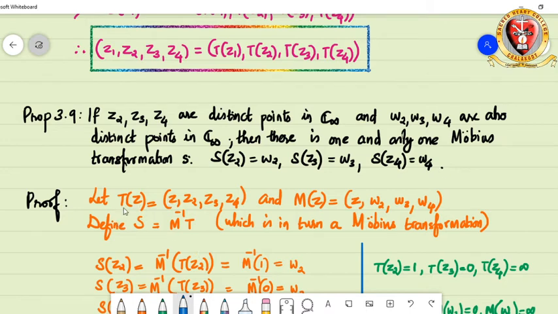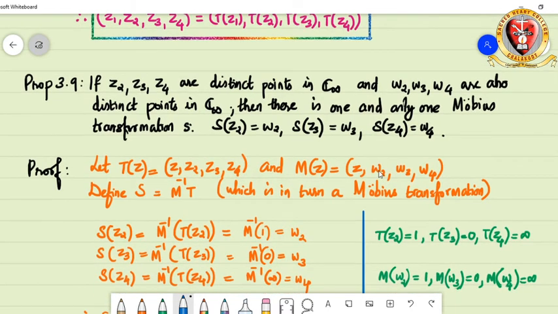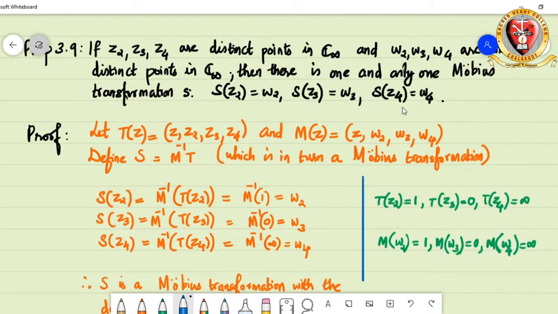Suppose we define T of Z to be the cross ratio (Z, set 2, set 3, set 4), and M of Z to be the cross ratio (Z, W2, W3, W4). Okay, we know that both of them are Mobius transformations. Define S to be equal to M inverse of T, which is in turn a Mobius transformation because M inverse will be a Mobius transformation. Now consider S of set 2. S of set 2 is nothing but M inverse of T of set 2. But since T of Z is a cross ratio, we know that T of set 2 is equal to 1, T of set 3 is equal to 0, T of set 4 is equal to infinity.